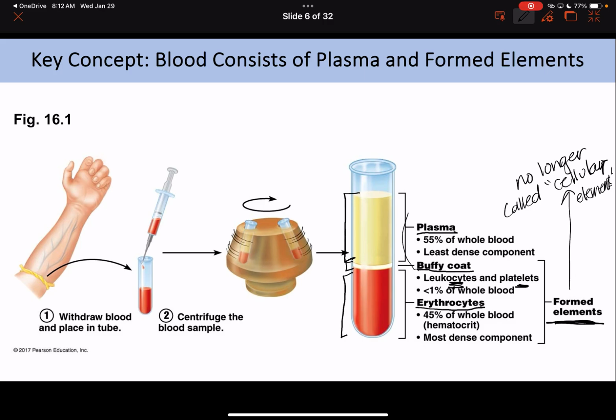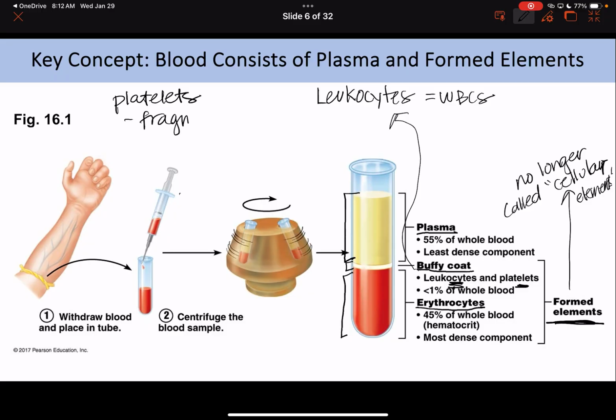So buffy coat has our leukocytes. I know in BIOL 32 you were allowed to call them white blood cells. You cannot call them that anymore. They are leukocytes. And then our platelets. Platelets, again, are not true cells because they are fragments of a larger cell called a megakaryocyte.